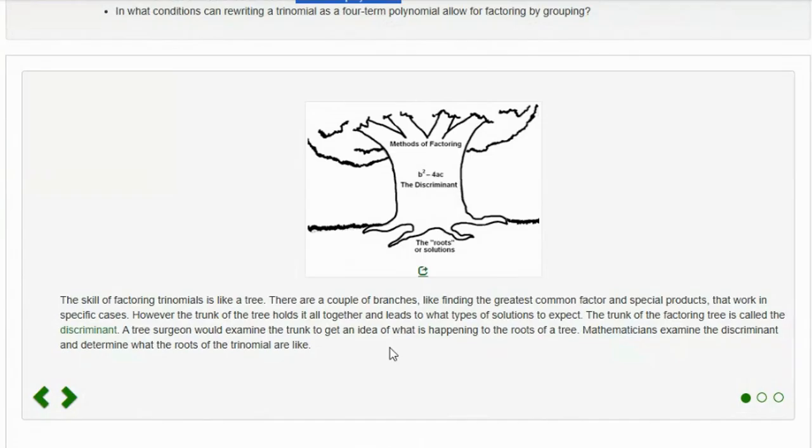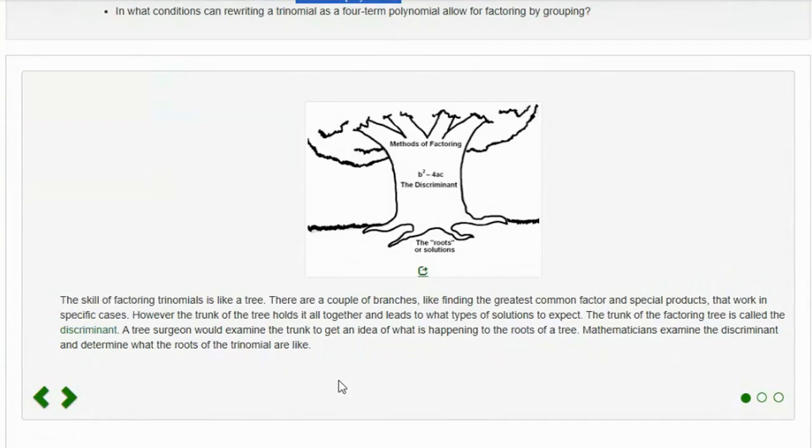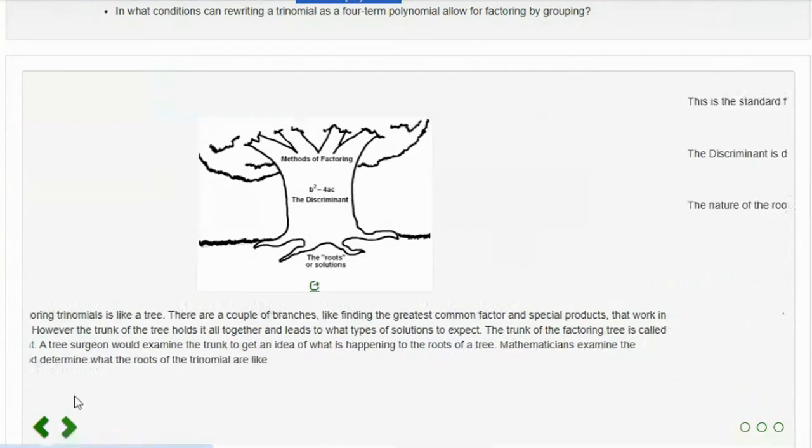However, the trunk of the tree holds it all together and leads to what type of solutions we can expect to have. So the trunk is called the discriminant. The discriminant is a function using the coefficients of a polynomial that indicates the nature of the roots of that polynomial. A tree surgeon would examine the trunk to get a good idea what's happening in the roots of the tree, and mathematicians can examine the discriminant to determine what the roots are like.